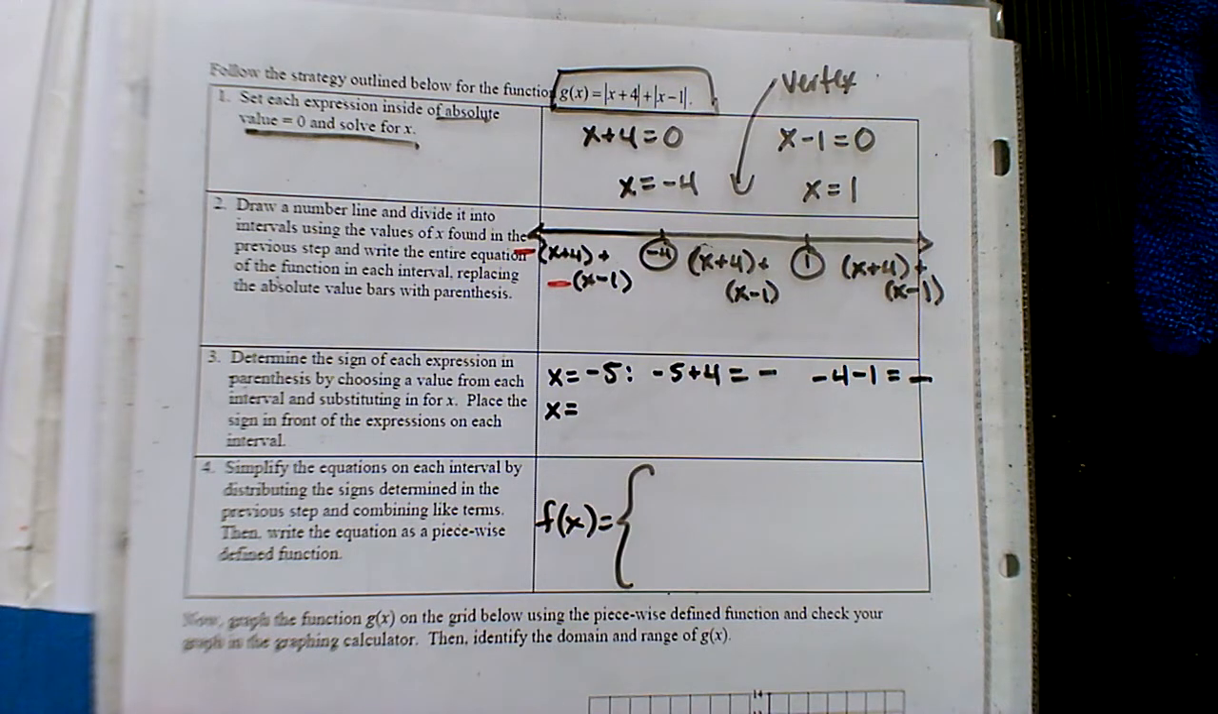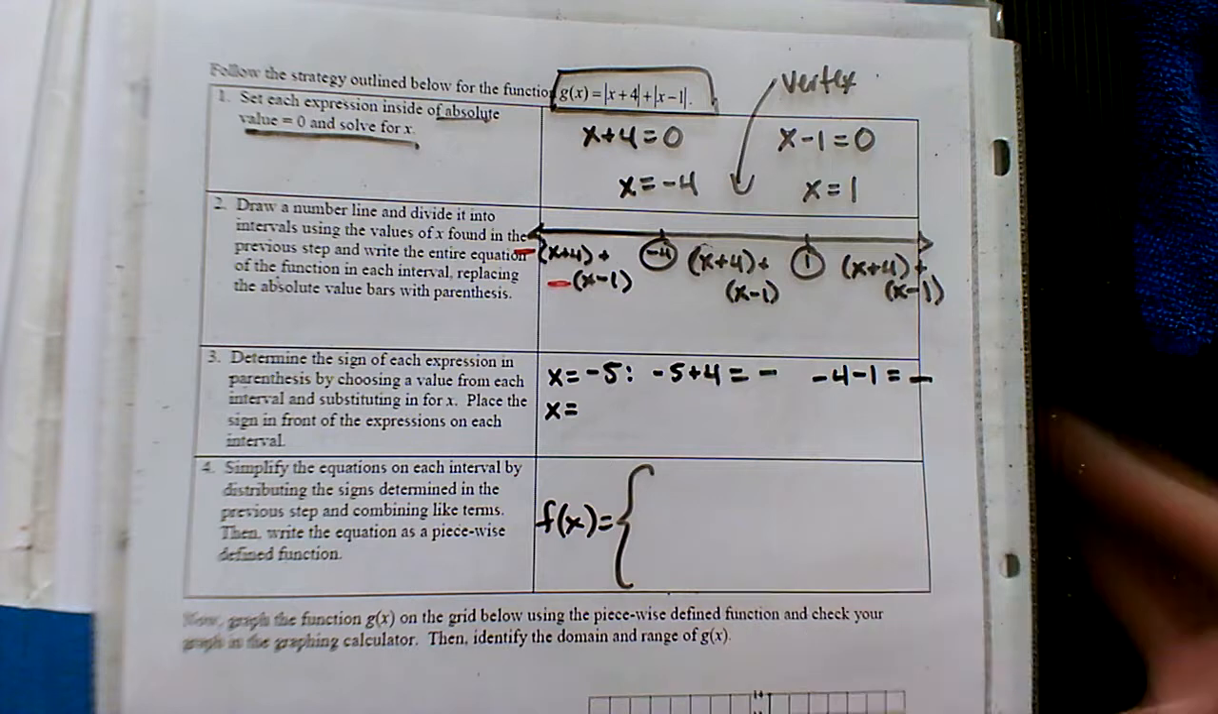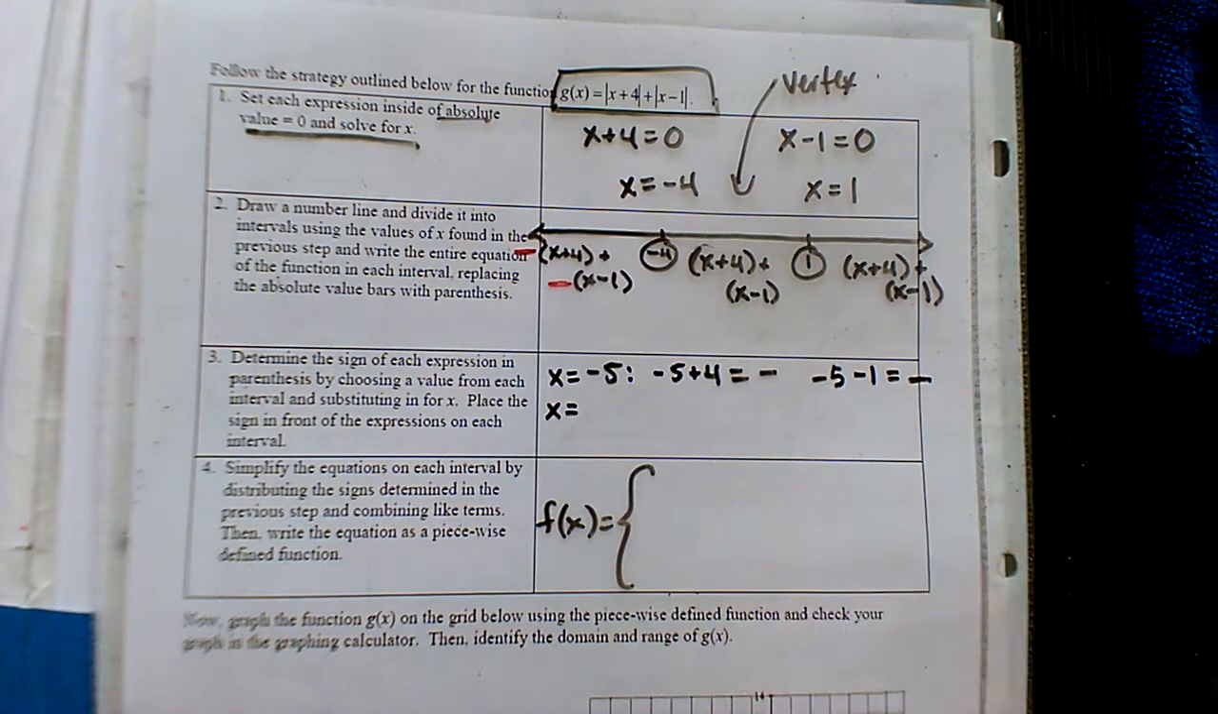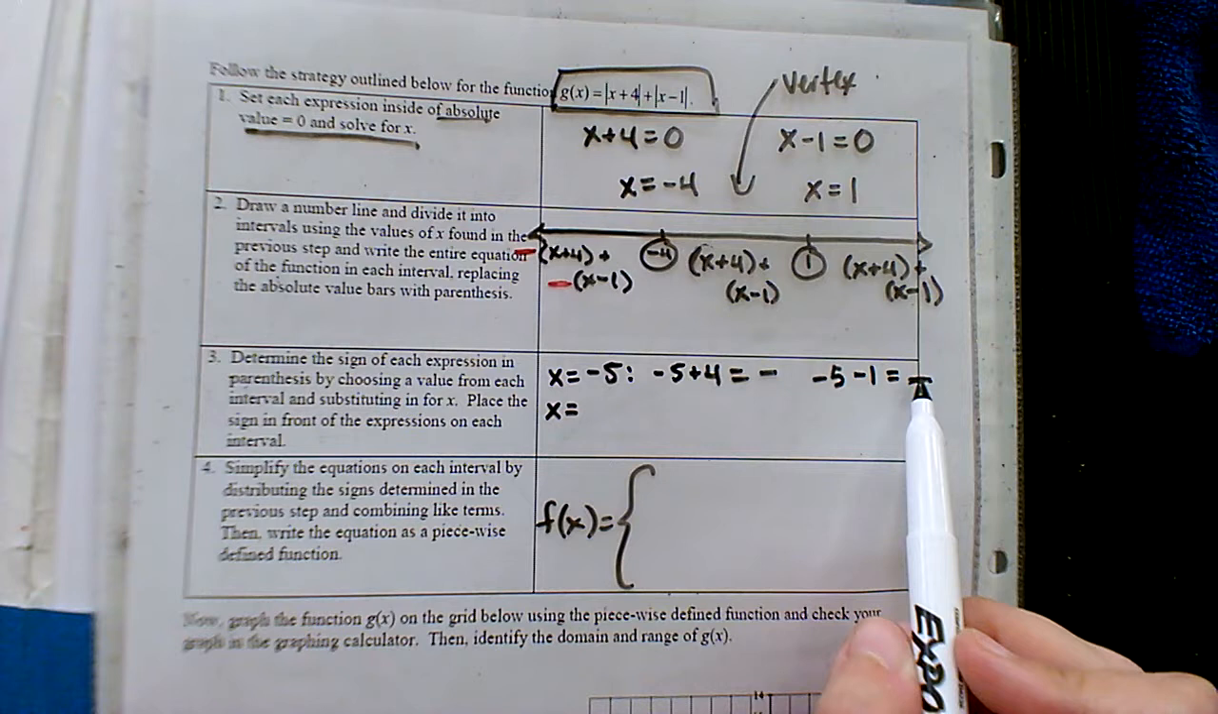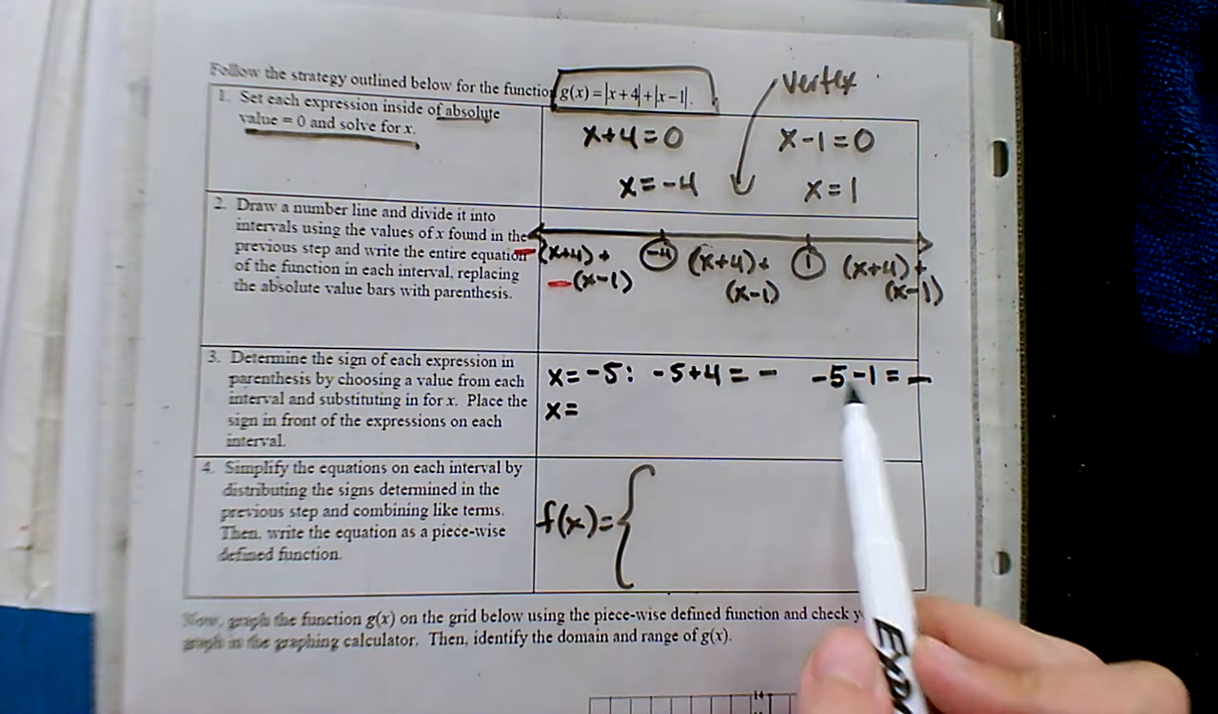Let's go ahead and test our next interval. Yeah? Why is it negative 4 minus 1? Oh, sorry, this should be negative 5. That was our test value, I'm sorry. Negative 5 minus 1, that'd still be negative, though. I just wrote the wrong number.